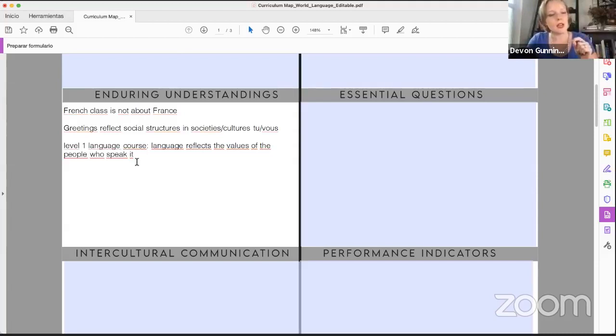So as you're making a map and you're thinking of, okay, I want to make sure that my students understand that language reflects the values of the people who speak it, it makes it a million times easier when you're looking at different lesson plans.